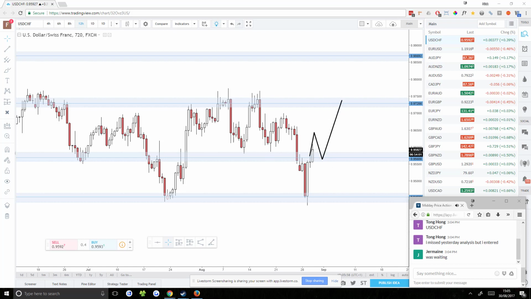So let's just see what happens. We'll keep a close eye on it, but it's not really any potential setup right now, because we need it to move up and come back down first.